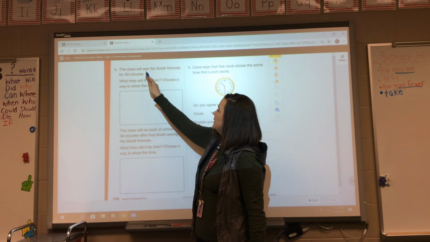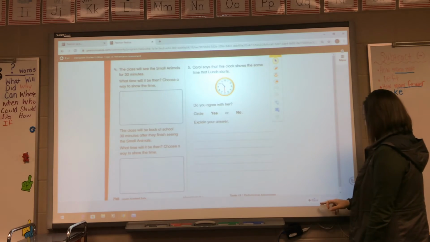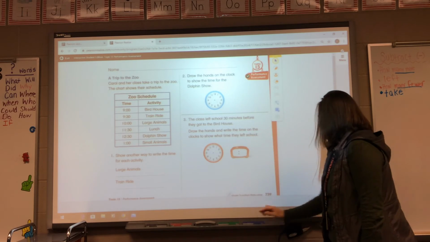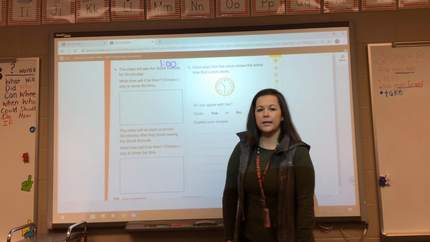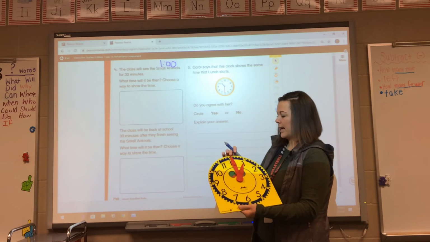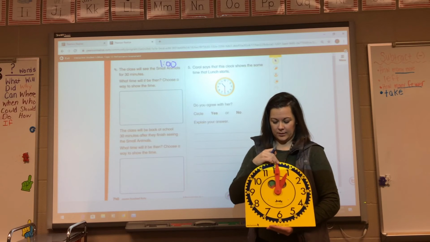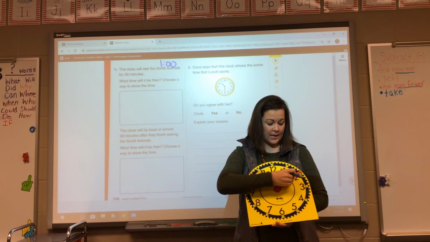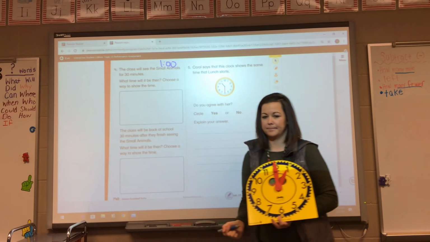All right. The class will see the small animals for 30 minutes. All right, so we need to go back to our chart. Small animals was 1 o'clock. So I'm going to put that right here so I don't forget. I'm going to put that on my clock here. Okay, so we're at small animals for 1 o'clock. And we're going to be there for 30 minutes. So I got to count 30 minutes. 5, 10, 15, and keep going. And write that time in this box.